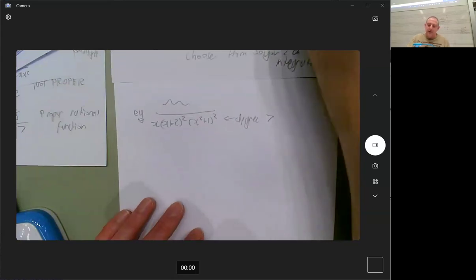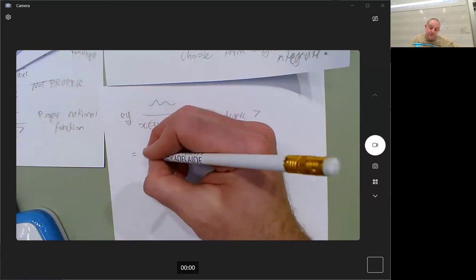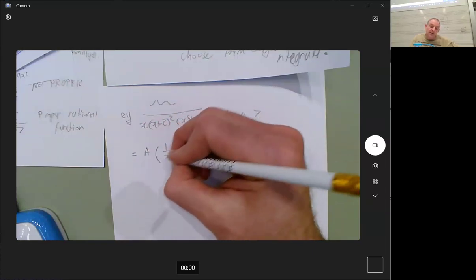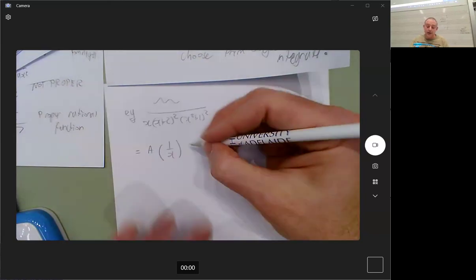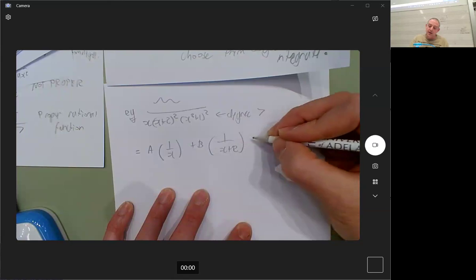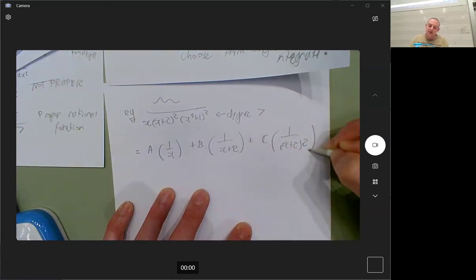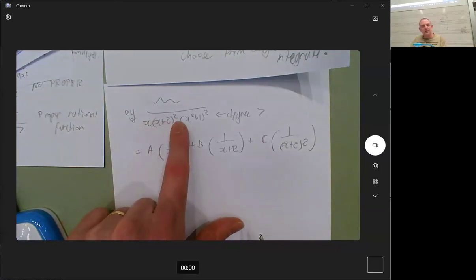For this one, I'm not even going to do the top. You're going to need 7 pieces. So 1 over x will totally work. And you'll need a 1 over x plus 2. I definitely know how to integrate that. And a 1 over x plus 2 squared, I know how to integrate that. That's great. So I've got these 3 pieces.